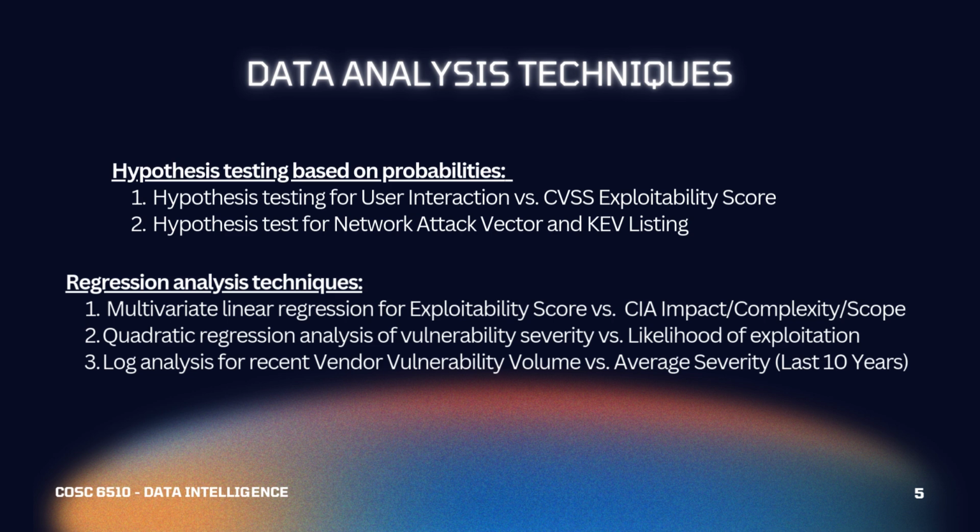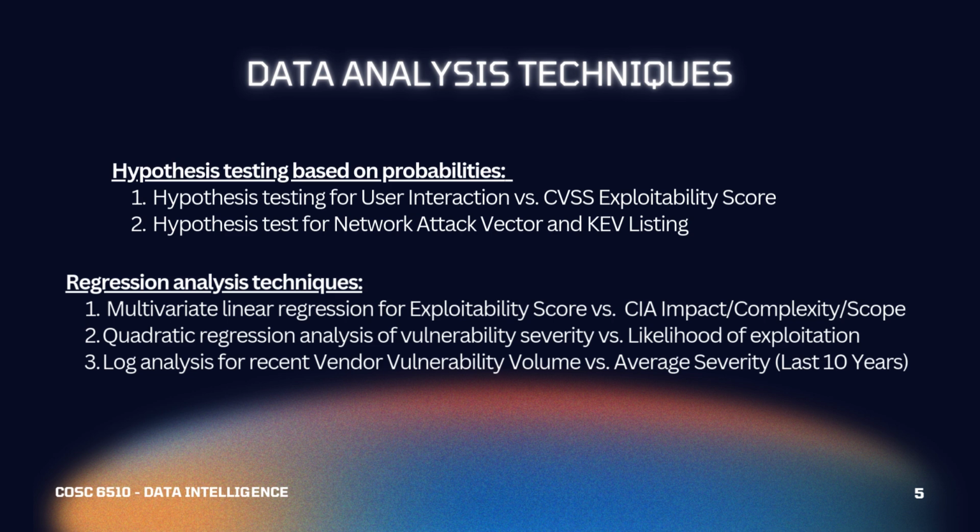The data analysis techniques for this project include hypothesis testing and regression analysis. For hypothesis testing, the first test that I will be performing is user interaction versus CVSS exploitability score. This assesses whether those vulnerabilities that need user interaction tend to have a lower exploitability score in general, and rejecting the null hypothesis would mean that the vulnerabilities requiring interaction do in fact have lower exploitability scores on average.